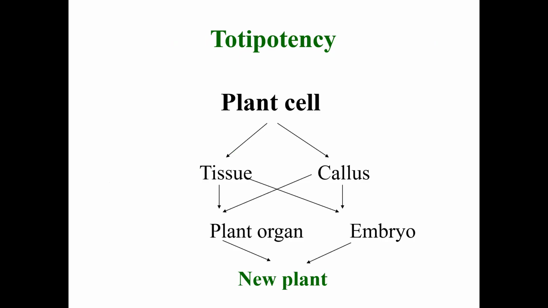So if we demonstrate totipotency here: a plant cell, a single cell, can grow, multiply, and produce the callus. Callus means profusely multiplied, undifferentiated cells. And then it can differentiate into tissue, plant organ, embryo, or even a new plantlet. And that plantlet, from the test tube, we can move to the real field.